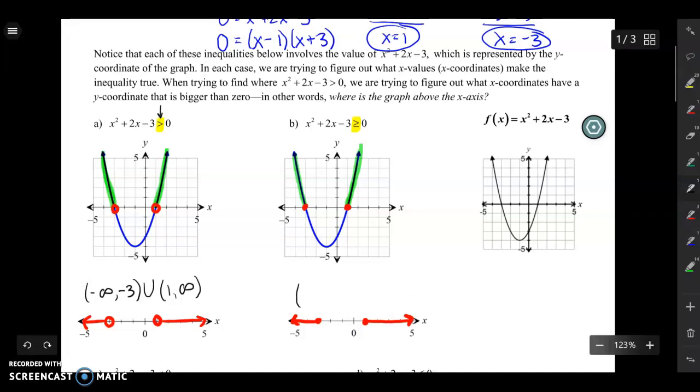As I write my numeric representation, it's going to be from negative infinity up until negative 3. And now I'm going to put a bracket. Remember that bracket means that I'm including the negative 3 in the group of answers that work. And then I'm going to go from 1 to infinity. So I still have a 2-chunk domain there.